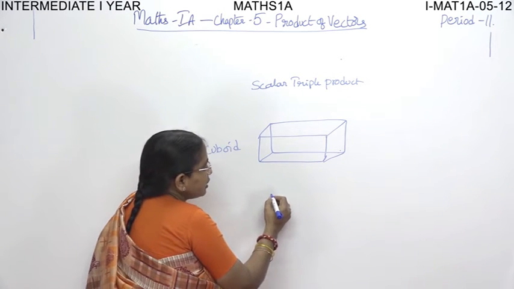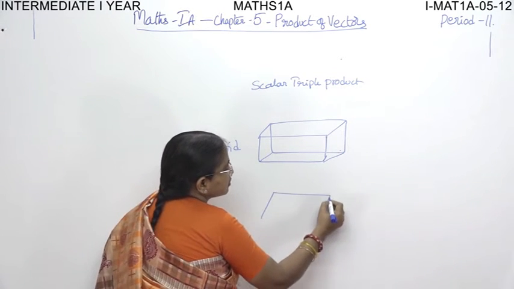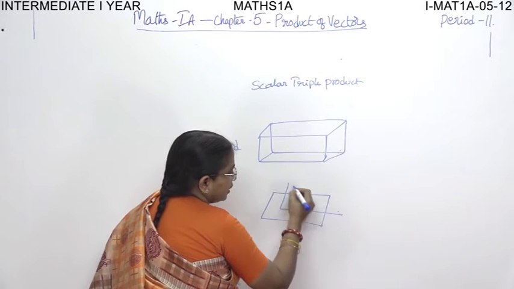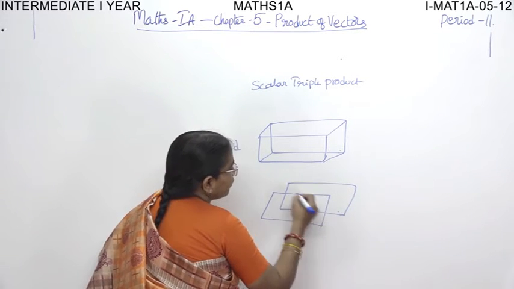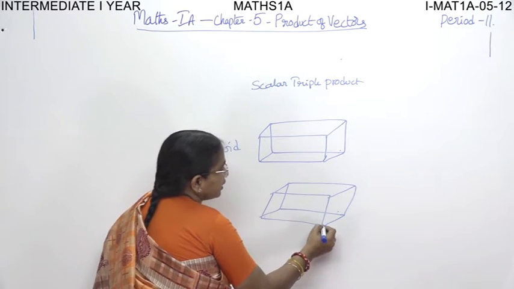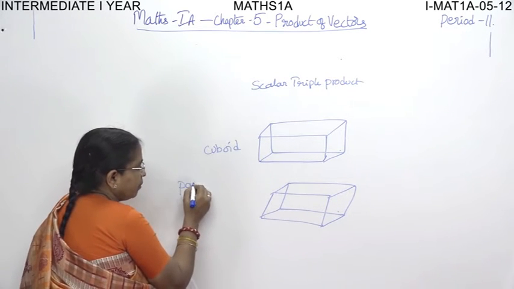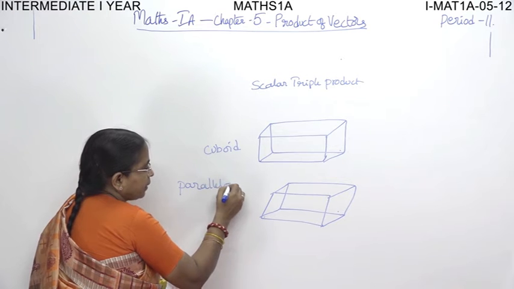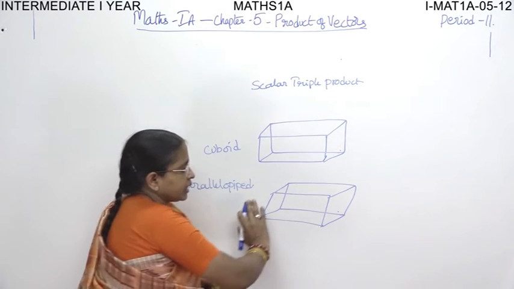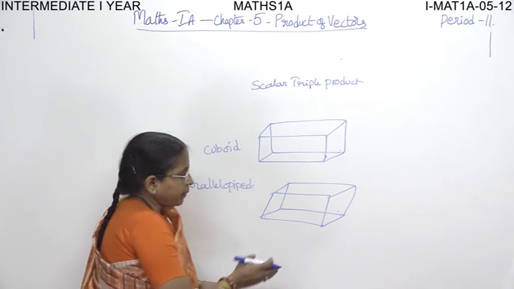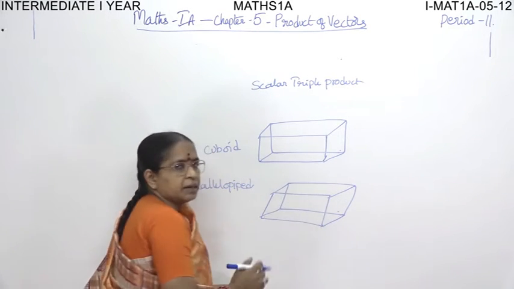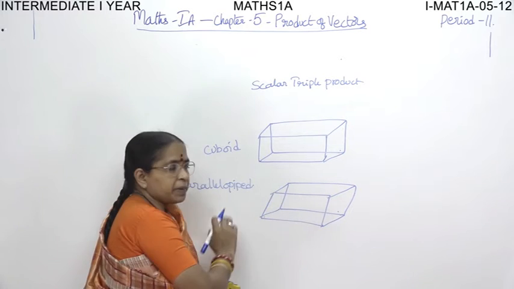Now, suppose that all sides are parallelograms like this, then this solid is called a parallelepiped. If all the sides of the solid are parallelograms, base is a parallelogram, top is a parallelogram, all sides are parallelograms, then this is called a parallelepiped.